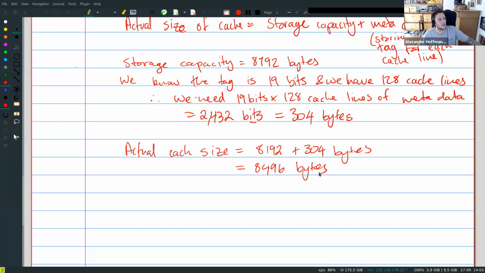Does this make sense to everyone? Why this is the actual size of the cache, meaning the size on the silicon, not its storage capacity. When we talk about a 4 megabyte cache, it actually needs more storage space on the silicon because it has to store the tag, meaning the metadata of each memory block for each cache line currently stored in the cache. Okay.